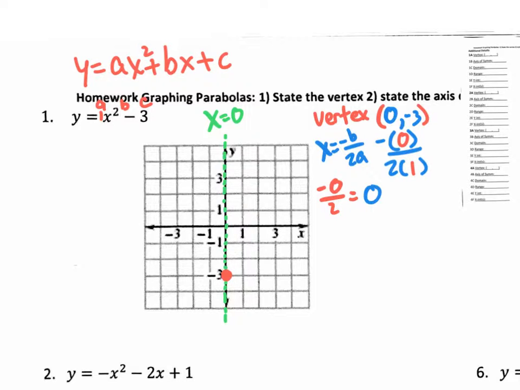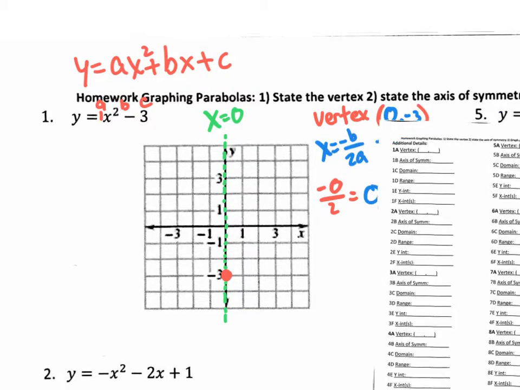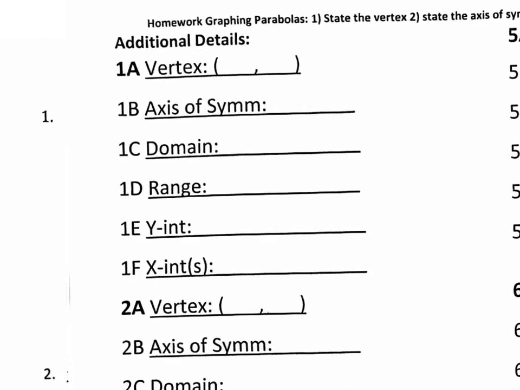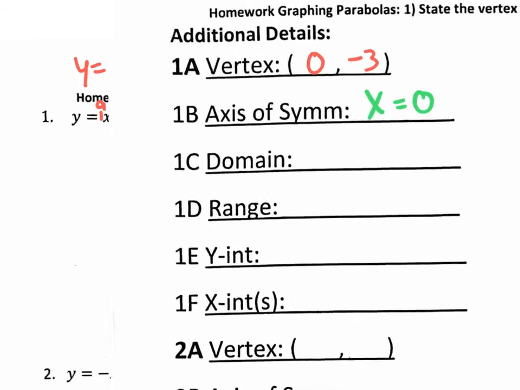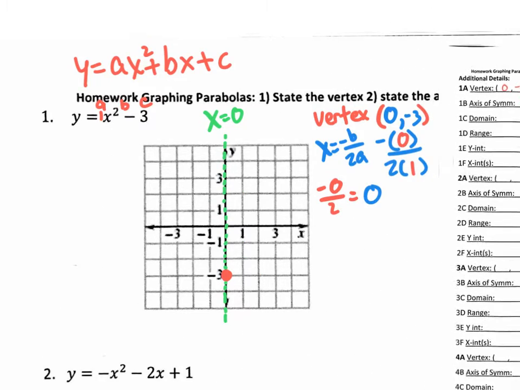By the way, guys, in addition to graphing it perfectly, we need to go to this additional details paper and start filling it in, right? So we said that the vertex was (0, -3). And then on step 2, we drew the axis of symmetry, and we said it was the equation x equals 0, right? And of course, we're going to be filling this in as we go. Let's first finish graphing it, okay?